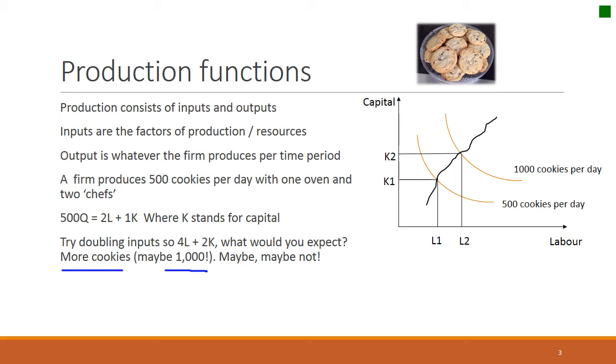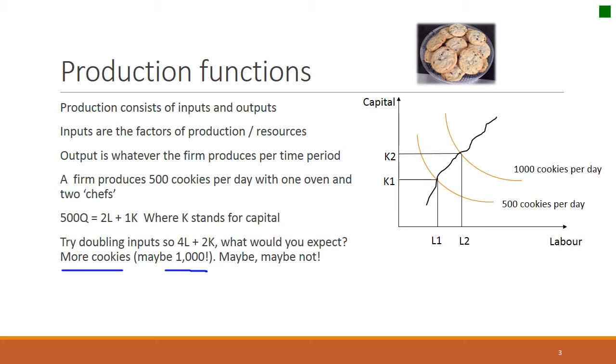So for example, at this particular output level here, it might be 100 cookies per day. The firm's just started out. They're using a certain amount of labor and capital. At this point here, in order for them to produce 500 cookies per day, they have decided, based on factor cost, the cost of labor, the cost of capital, to use a certain amount of labor over here and a certain amount of capital.